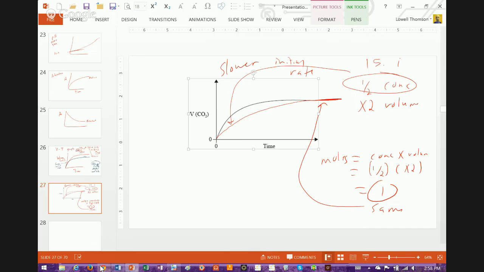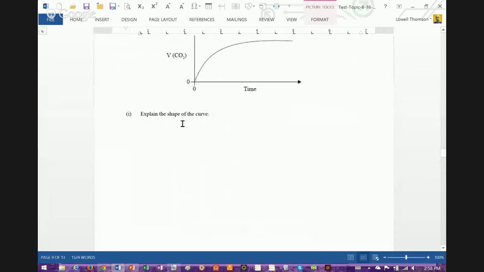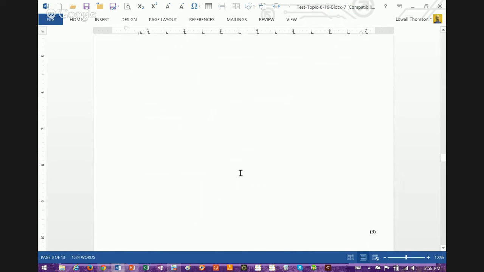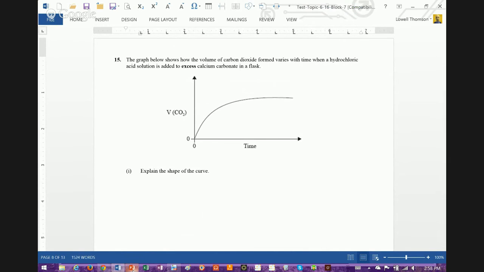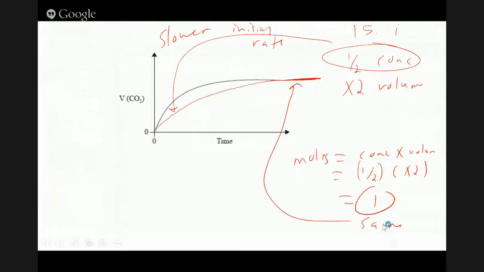Now, I don't remember what I was. I'm sorry that I have to go back to it. Oh, no, that was 15II. 15I, explain the shape of the curve. That's worth 3 marks. So if we're explaining the shape of the original curve, I want to talk about why it is so steep at the beginning, why it gets less steep over time, and why it stops.